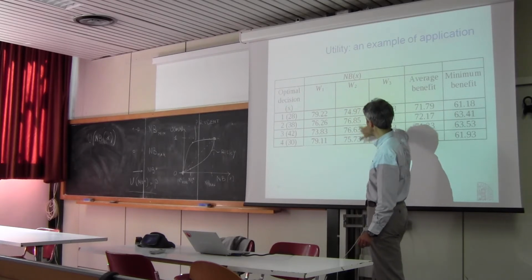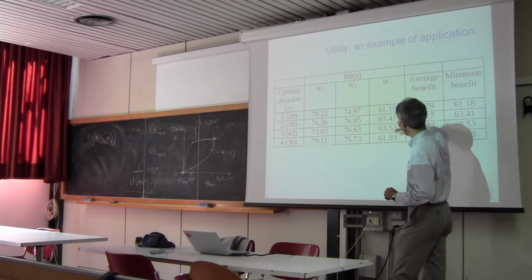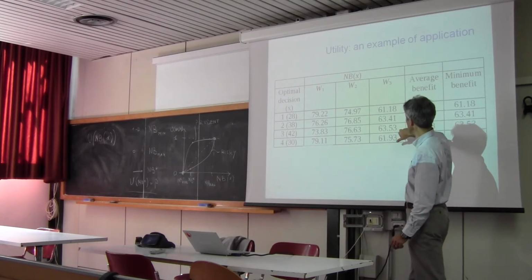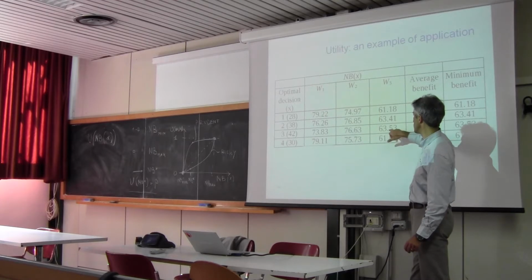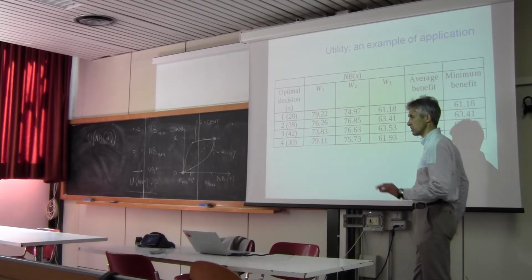Let's look at the second column, and you see that the optimal decision is the second row, and indeed this is the highest benefit, so this is fine. If I look to W3, the optimal decision corresponds to 42, and again, this is the highest benefit in this column, so everything is fine.